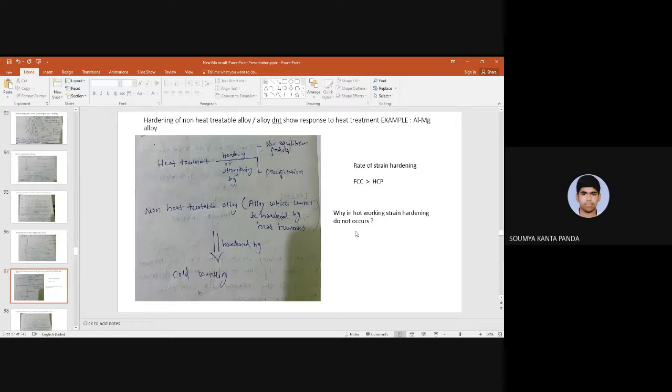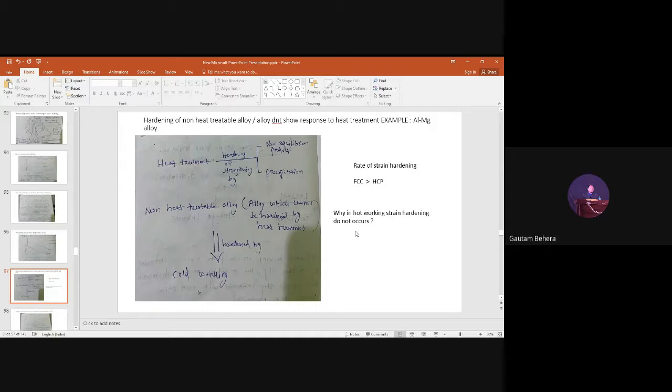Sir, new strain-free materials are developed. Sorry, can you repeat? Your voice is not clearly audible. Sir, new strain-free materials are created there. Strain-free metals are created there. Okay. Anybody want to say anything? Why in hot working is there no strain hardening? Strain hardening is due to cold working, not hot working. So why will hot working not show any kind of strain hardening?